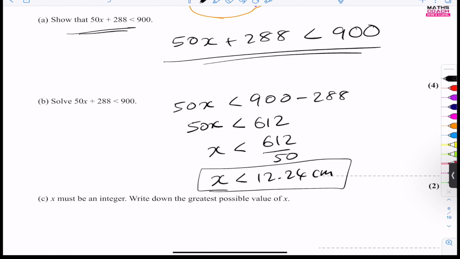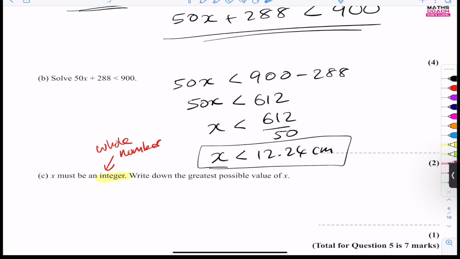Part C says that x must be an integer, which means a whole number. Write down the greatest possible value for x, and it has to be an integer, a whole number. So the greatest possible value for x, which is less than 12.24, the greatest whole number, is 12. So x will have to be equal to 12. That's the greatest possible value of x.